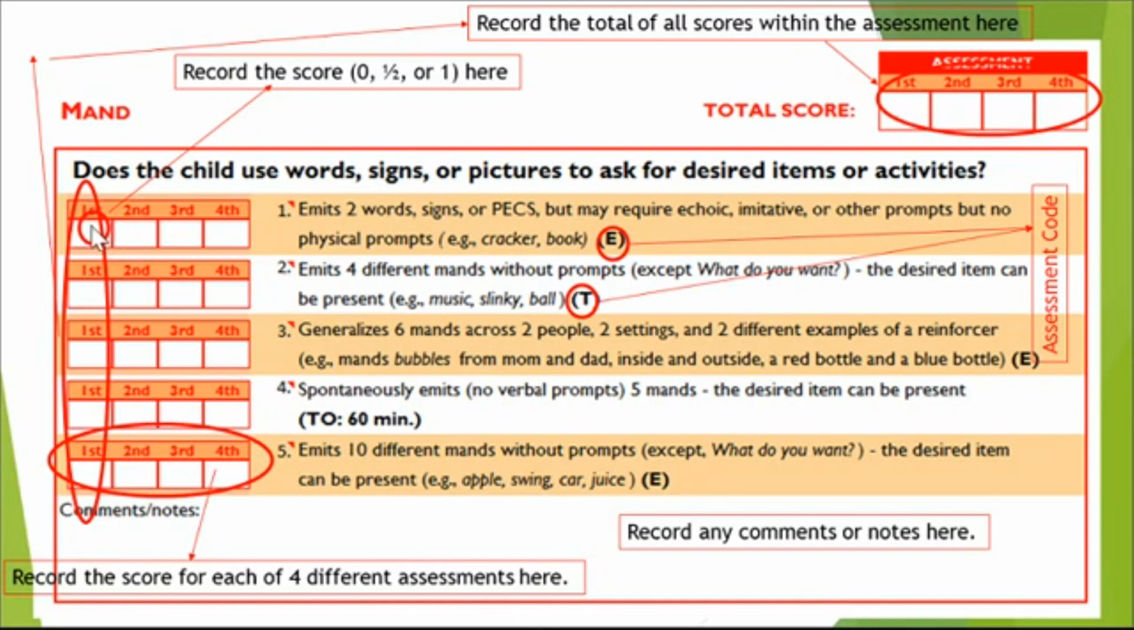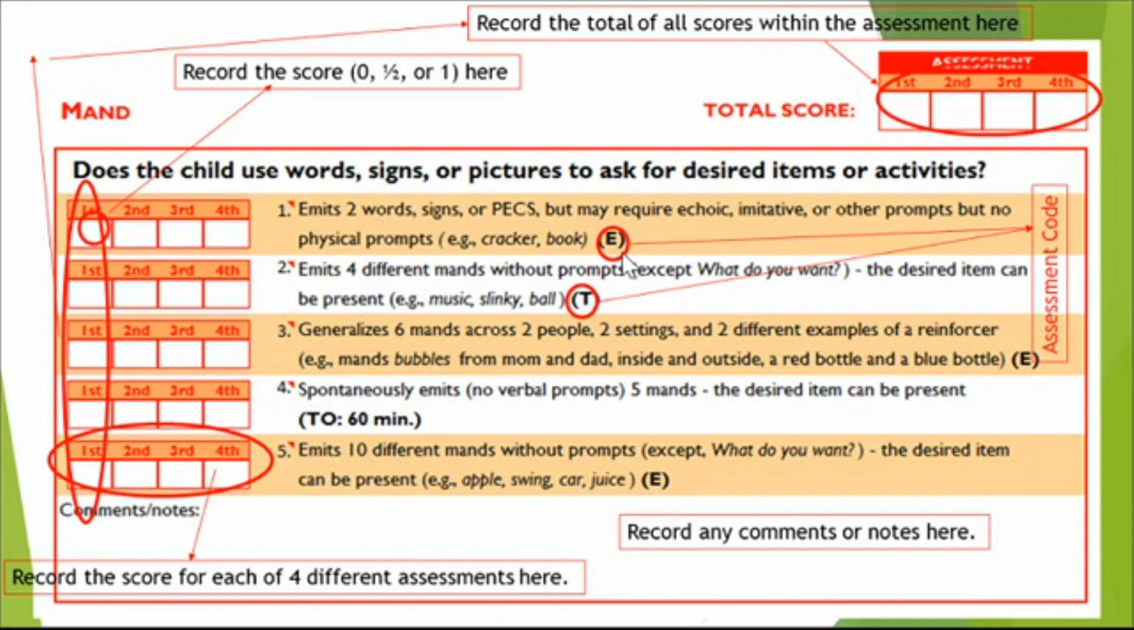Each milestone can be scored as follows. 1 point indicates that the child can complete the skill as it is written there. There are no exceptions. They can absolutely do it every single time. Half a point can be scored for a child who is able to complete some portion of the skill, but they have not yet mastered the entire skill.